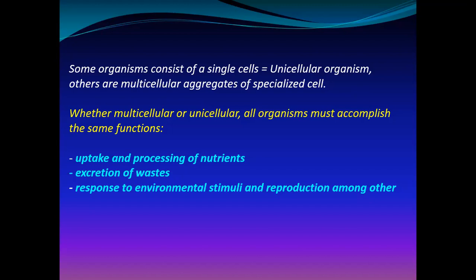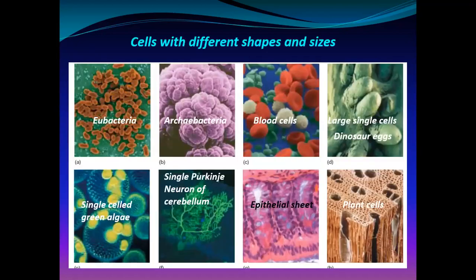So uptake and processing of nutrients, you think in your own words, right? You compare yourself to the cell. The cell also has to do that: uptake and processing of nutrients, excretion of waste, yes, of course, and then respond to environmental stimuli and reproduce, among others, right? So those are the basic functions of a cell. Okay. And then all the cells are not the same, isn't it?